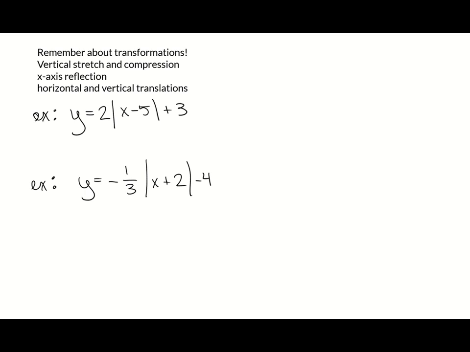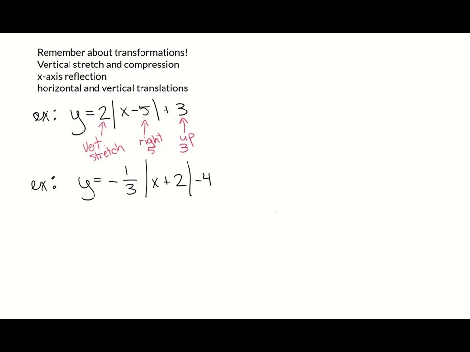So let's look at this first one. The 2 in front means that is a vertical stretch. Now, you don't have to do all this to be able to do this section, but it is helpful when you're doing a standardized test and you have to do it quickly. The -5 inside the absolute value means that you're going to the right 5. And this +3 is on the outside, so that means you're going up 3.